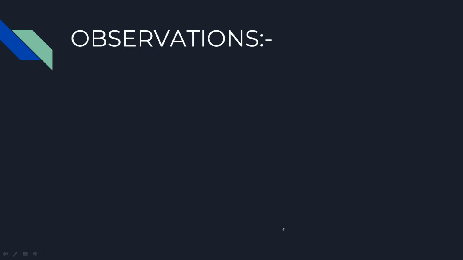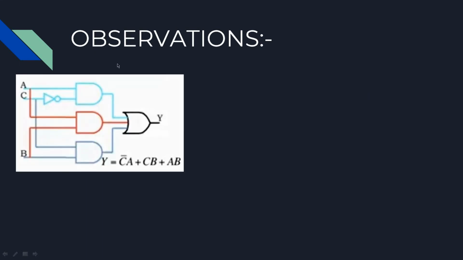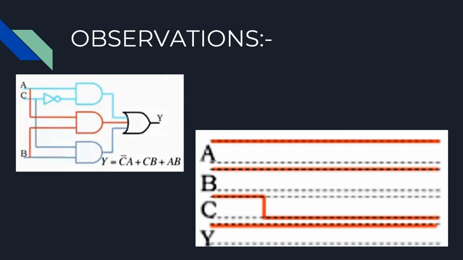So what are the observations you make from this truth table changing method? Now the simplified expression will be AC bar plus BC plus AB. So this is your new circuit diagram and this is your new waveform. Now if A and B are both high, output Y will be 1 independent of the C value. So the 1 to 0 transition on the C input does not cause a glitch on the Y output. You can see that there are no glitches on the Y output just by introducing another AND gate.